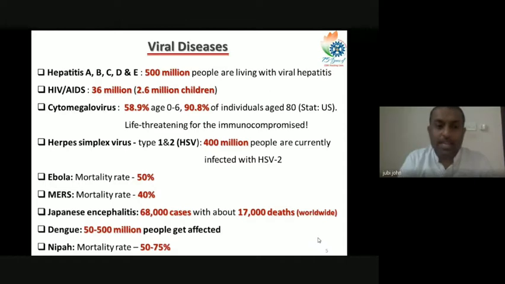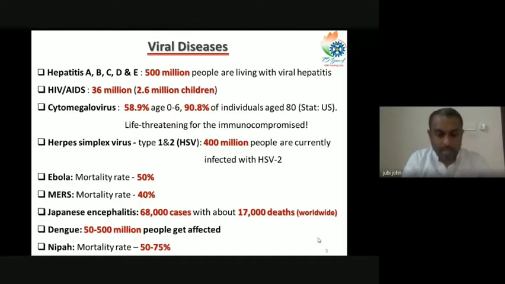Now there is a vaccine for Japanese encephalitis, and I hope that our government will make it a compulsory vaccine for at least children in the northern part of our country. And I will talk about dengue and Nipah in the coming slides.